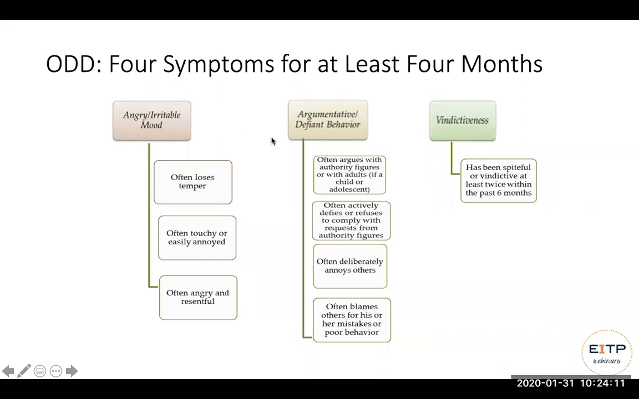So what are the symptoms that you see? You see the angry, irritable mood in these kids that are losing their temper often. They are touchy and easily annoyed, and resentful. They can be argumentative and defiant, deliberately annoying others or blaming others for problems. And sometimes, particularly in older kids, you can see this vindictiveness.